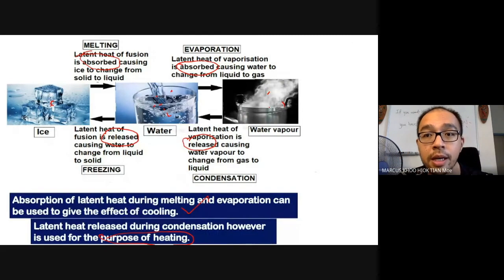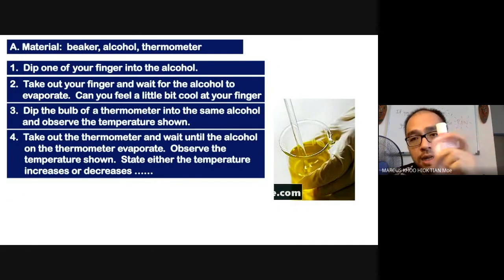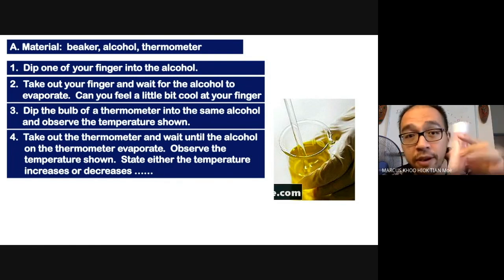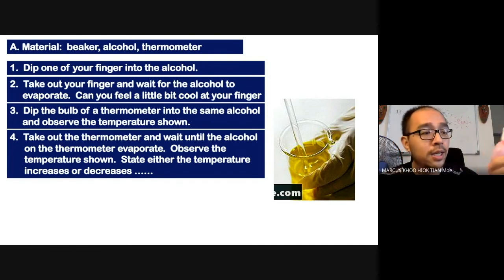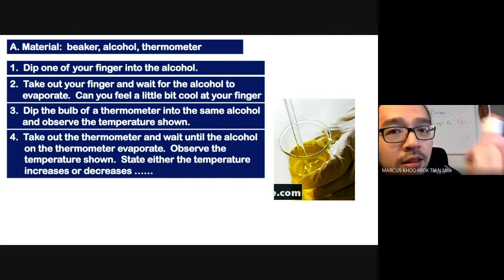So let's say you have this. Sorry, I don't know if you have this, but if you have rubbing alcohol, this is called rubbing alcohol. And according to this, it is called alcohol for women.